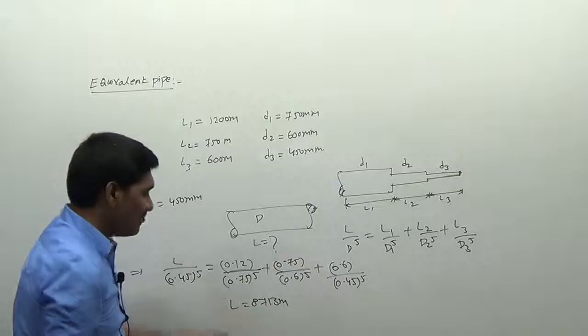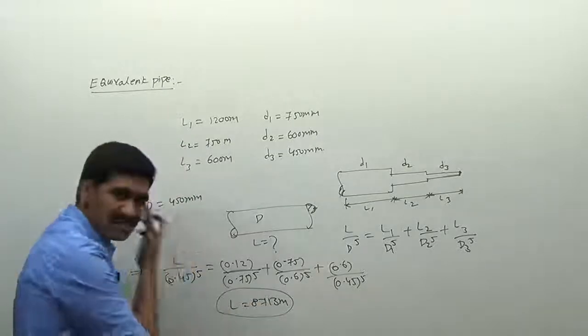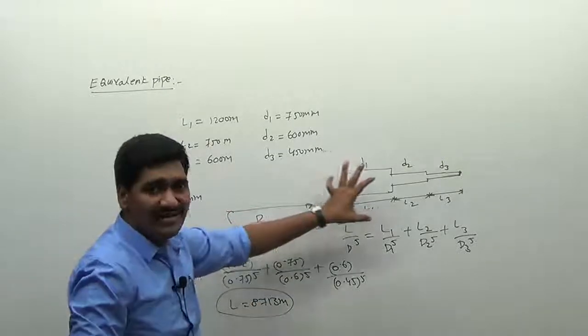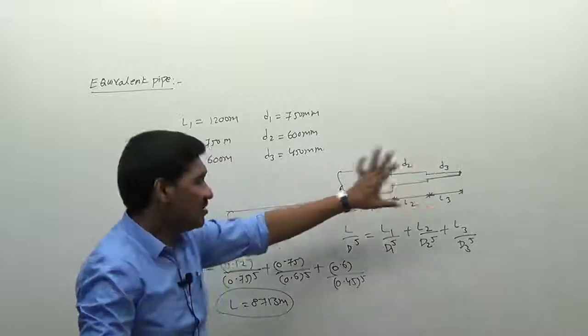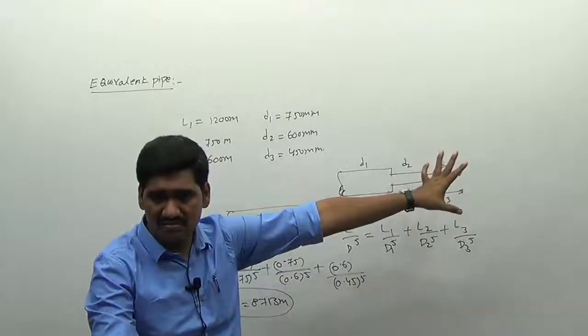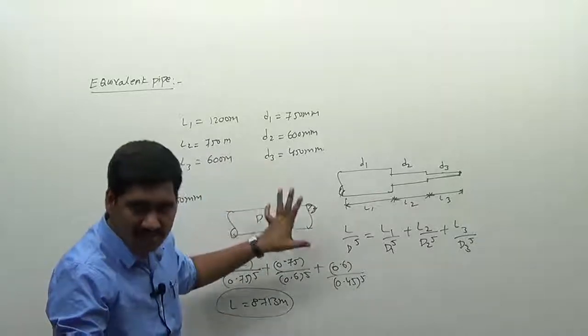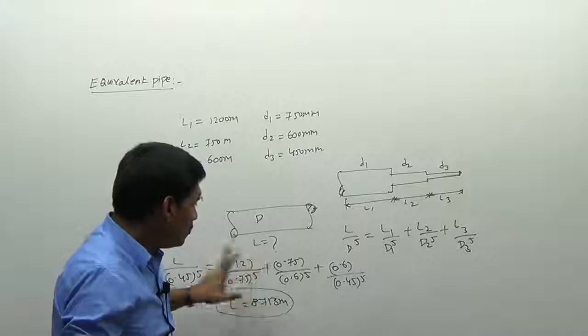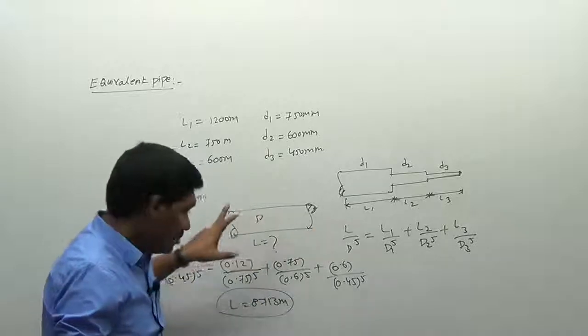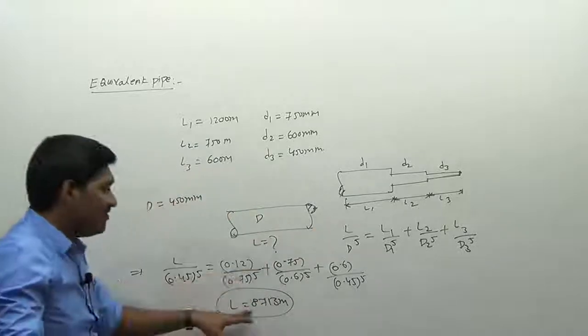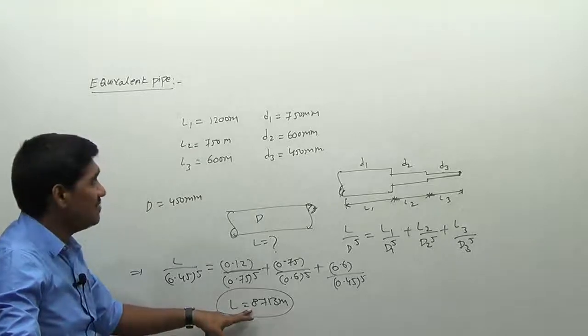So we have to manufacture a pipe in order to get the same effect. Whatever the discharge this pipe is having, whatever the head loss this pipe is having, the equivalent pipe should have the same discharge and the same loss of head. So for that we have to manufacture a pipe of diameter D and length equal to 8713 meters.